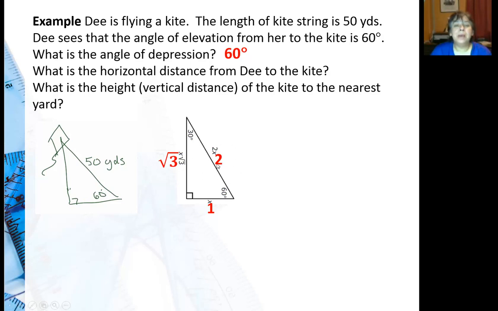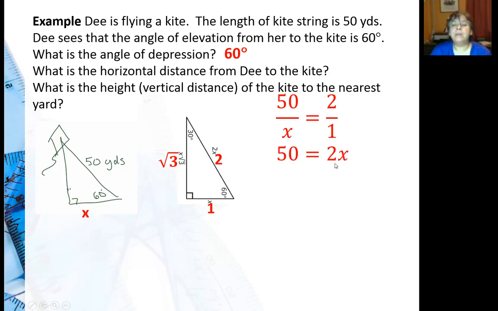Notice the 2 is the hypotenuse, not the square root of 3. Square root of 3 is about 1.7, so it's not bigger than 2. All right, so I'm going to go ahead and label this side x. And we'll go ahead and set up a proportion. 50 over x equals 2 over 1.